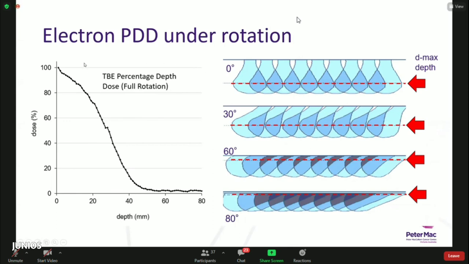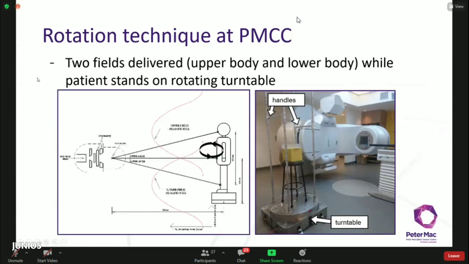And what we can actually see is that in action. Here I've measured a TSEB PDD under a full rotation with a piece of film. So you can actually see that my normal 6 MeV beam now has a Dmax at the surface under a full rotation of a rotating phantom. So that's what we're exploiting here, because that's exactly what we want to do. We want to treat the skin and try and spare as much as possible any underlying tissue.